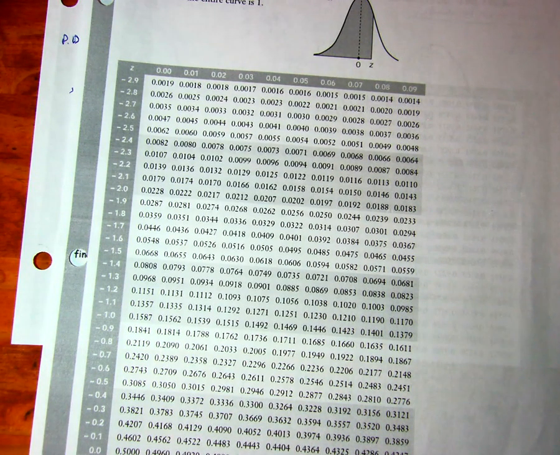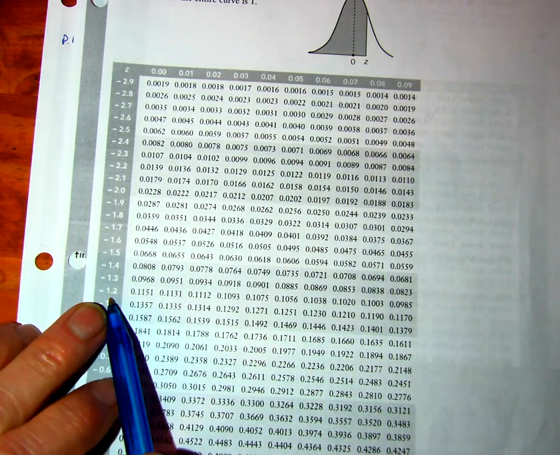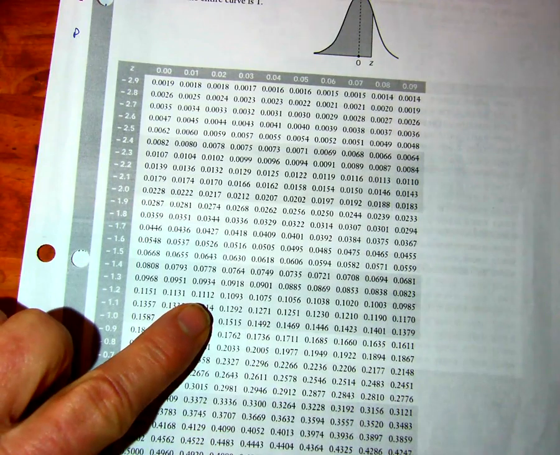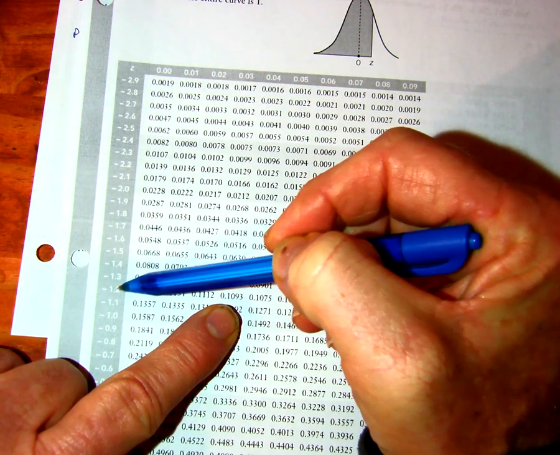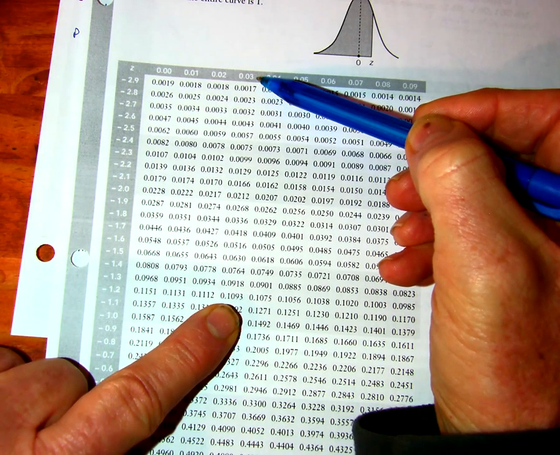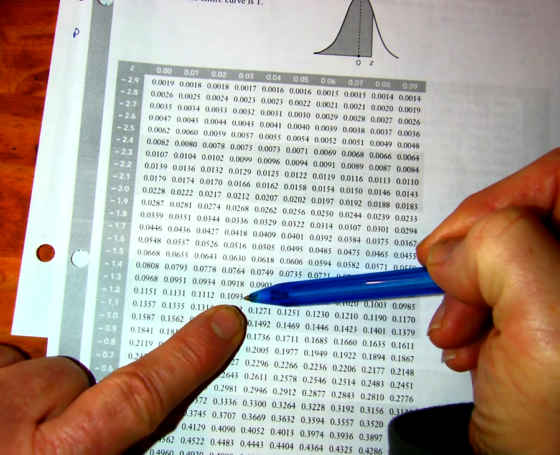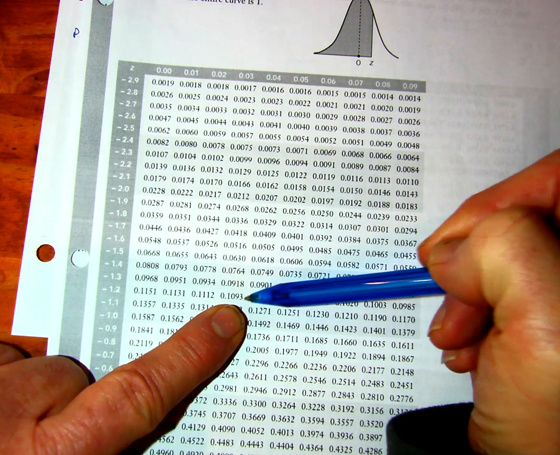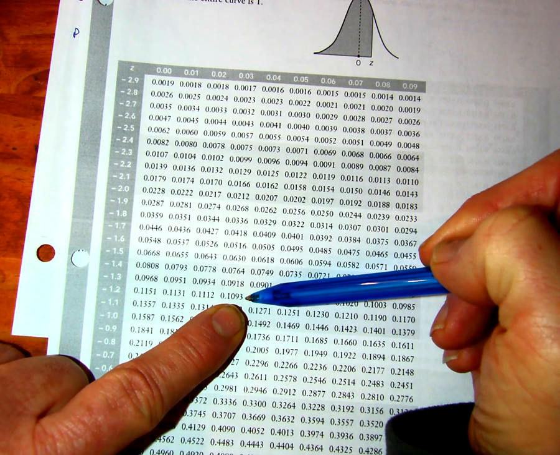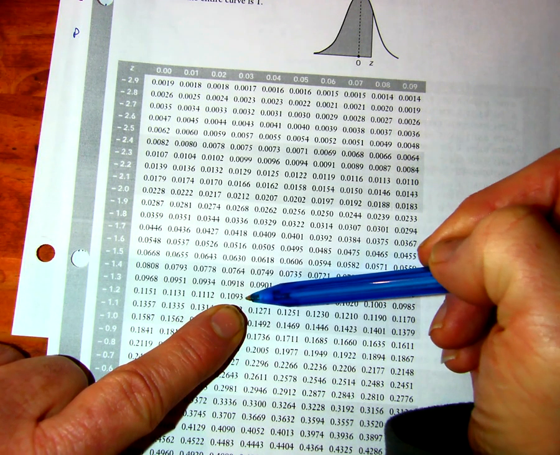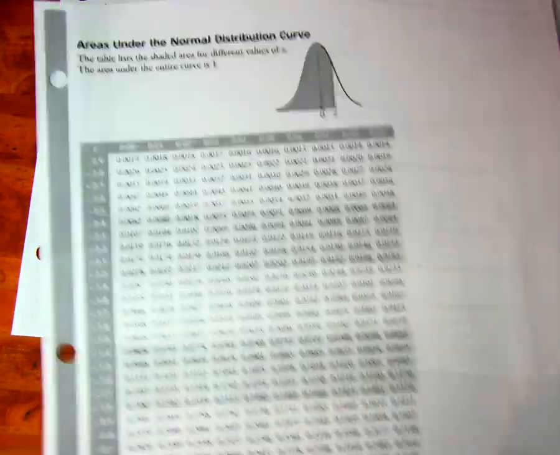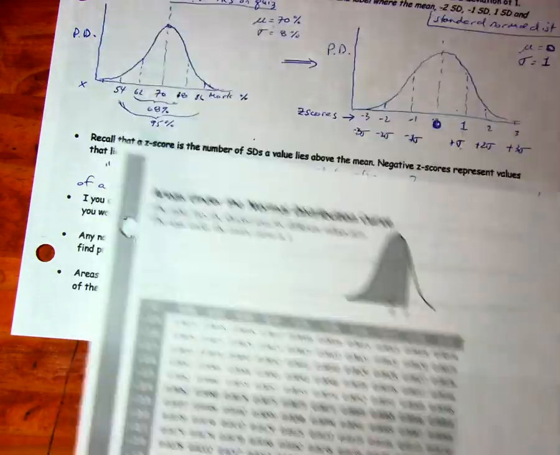Let's say the z-score was negative 1.23. You would go to negative 1.2, and then go over to the fourth column, adding the 0.03, and you would read that number. So the probability of a value being below a z-score of negative 1.23 is 0.1093 from the chart. Okay, we'll get more expertise using this. Are we good? Okay, let's do our first question.